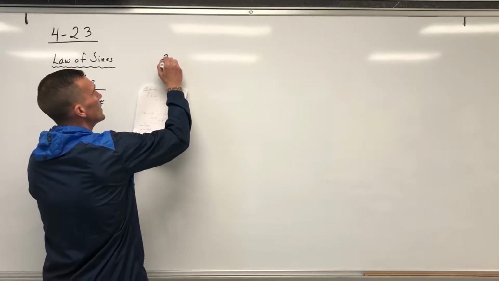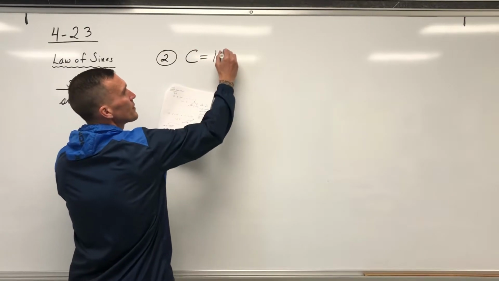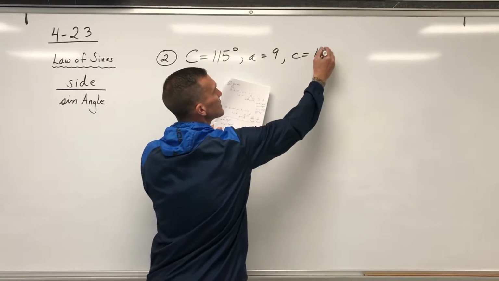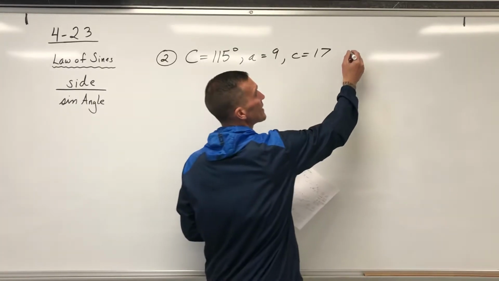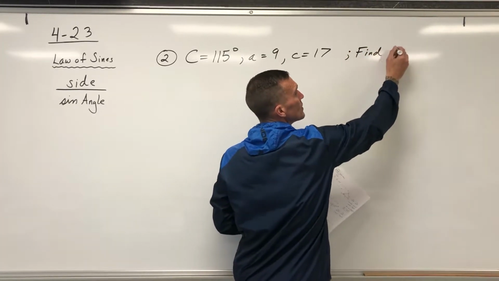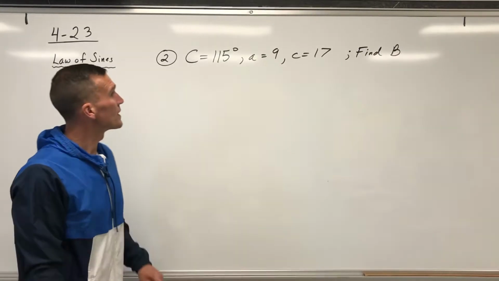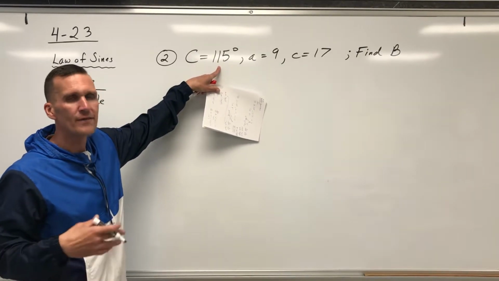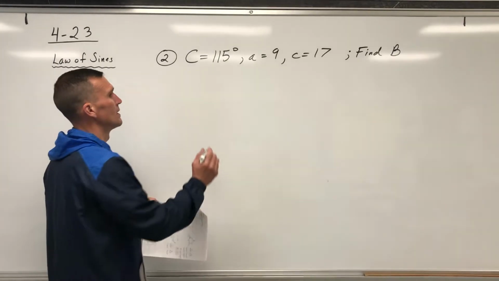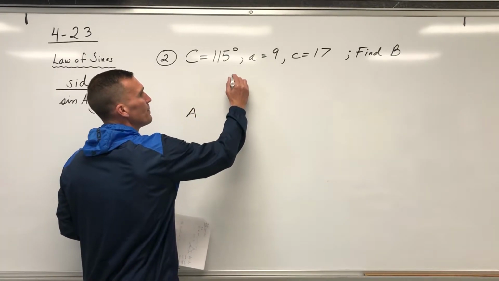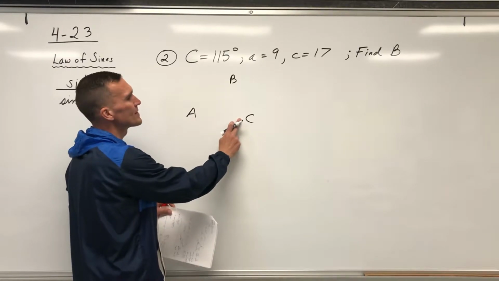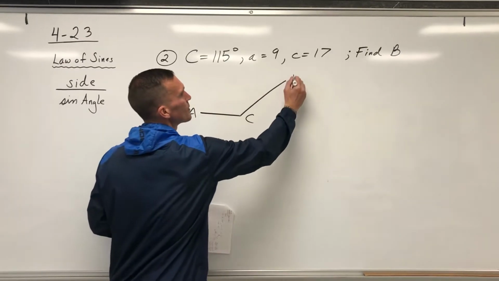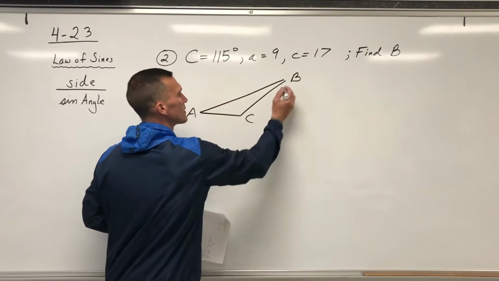Here's number 2. We're going to have angle C is equal to 115 degrees. Little a is 9, little c is 17, and we're going to still find the angle B. It has nothing to do with the previous problem, but it's just angle B in this one. Now, I could draw an equilateral triangle, but since that is an obtuse angle, if you wanted to make it look a little bit more accurate, when I put my A here, my B here, and my C here, well, if C is an obtuse angle, it's larger than 90 degrees, so maybe I'll put angle B out here and draw my triangle like so.